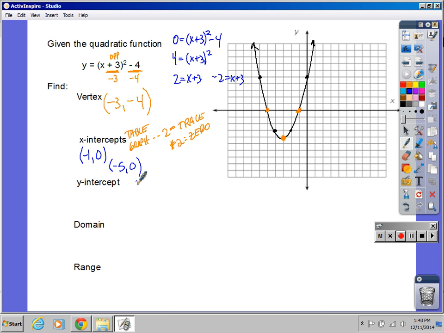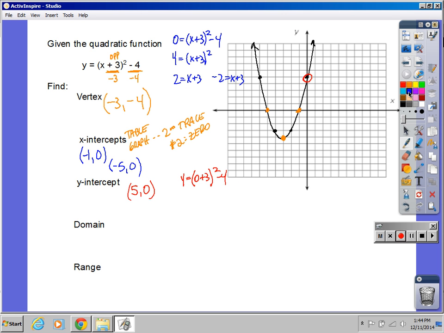Okay? Y-intercept, again, you can use the graph. And that, in this particular case, is going to be 5. Or you could plug in 0 for x. So y equals (0 plus 3) squared minus 4, and that gives you 5.